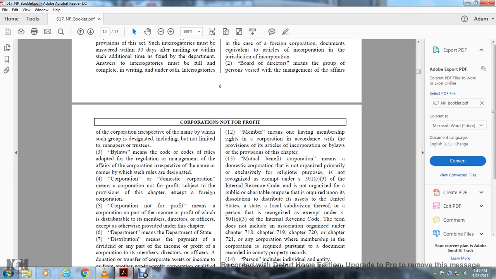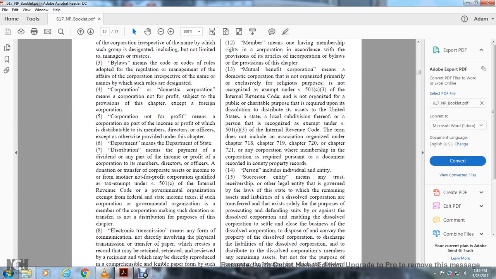Not for profit means a corporation no part of the income or profit of which is distributed to its members, directors, or officers, except as otherwise provided under this chapter. Department means the Department of State. Distribution means the payment of a dividend or any part of the income or profit of the corporation to its members, directors, or officers, and the donation or transfer of corporate assets or income to another nonprofit corporation qualified as tax exempt under 501(c) of the Internal Revenue Code, or a governmental organization exempt from federal and state income tax, where such corporation or governmental organization is a member of the corporation, is not a distribution for purposes of this chapter.